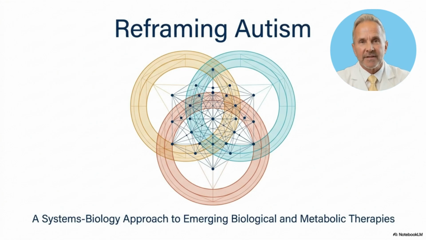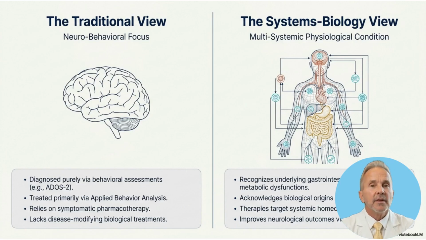Welcome to today's presentation, titled Reframing Autism. Today we will be exploring a systems biology approach to emerging biological and metabolic therapies. This presentation marks a paradigm shift in how we understand and treat autism spectrum disorder, moving away from viewing it as a strictly behavioral condition and symptom management, and instead looking at the complex, interconnected physiological systems of the whole body. Let's begin by contrasting the historical approach with modern scientific understanding.